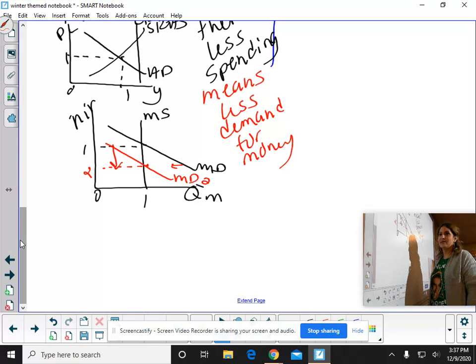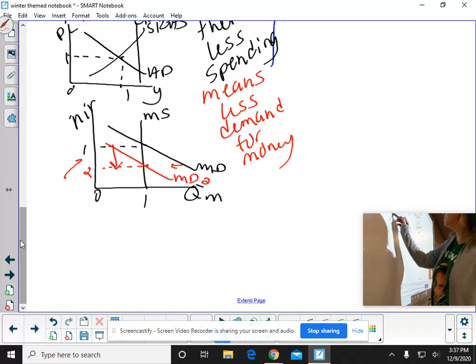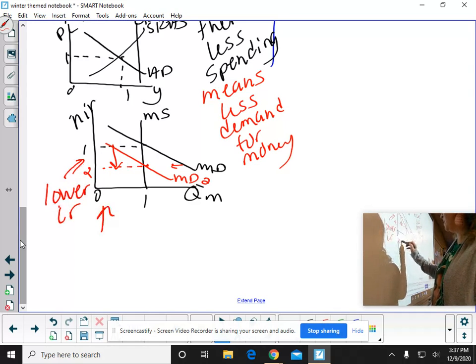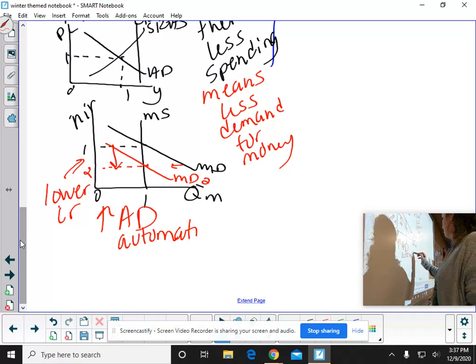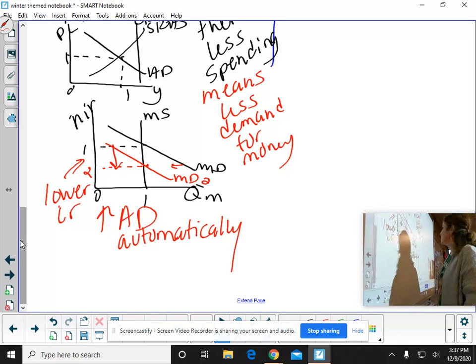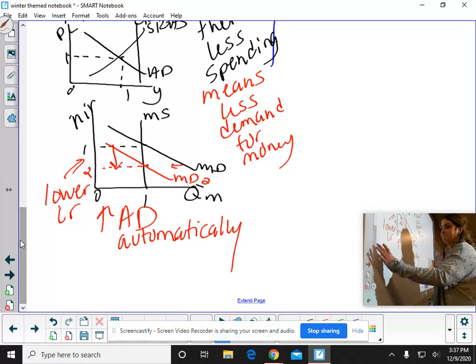And that is what boosts aggregate demand back up, as people take out more loans because now it's cheaper to do so. I couldn't afford to take out a loan, but with those interest rates, now I can. And so those lower interest rates increase aggregate demand automatically. There's less demand for money, and that lowers the interest rates, and then aggregate demand is going to shift back to the right, closing our recessionary gap.